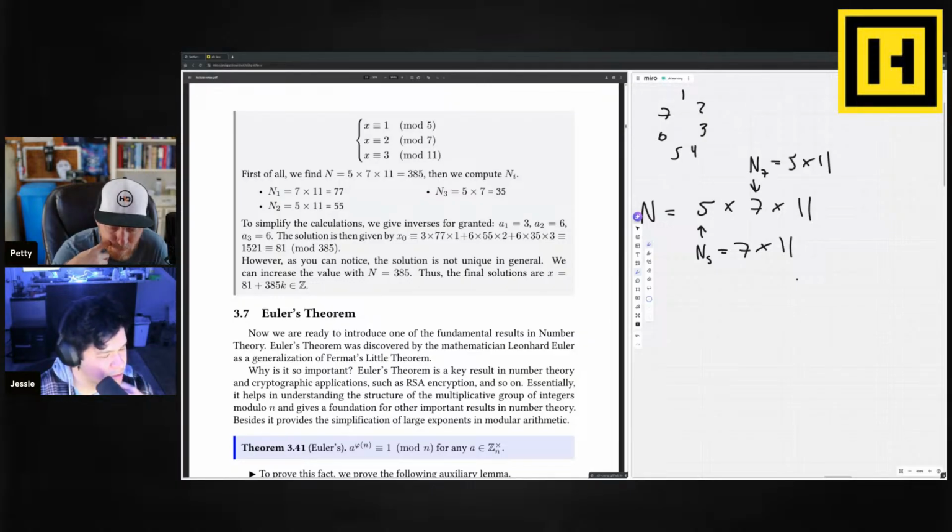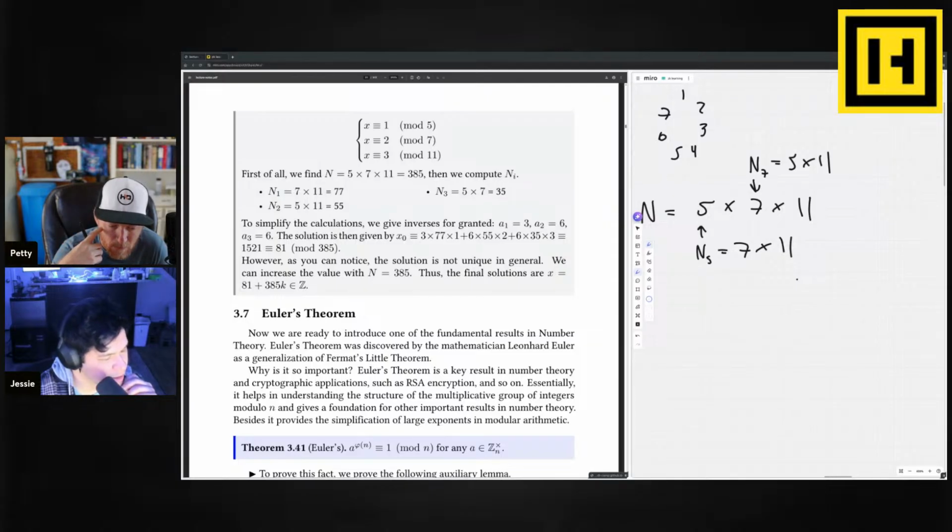To simplify the calculations, we give the inverses for granted. A1 equals 3, A2 equals 6, A3 equals 6. Just saying, we're going to give you those inverses. Okay, so 3, 6, 6.